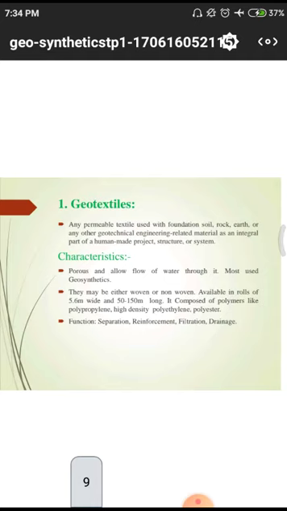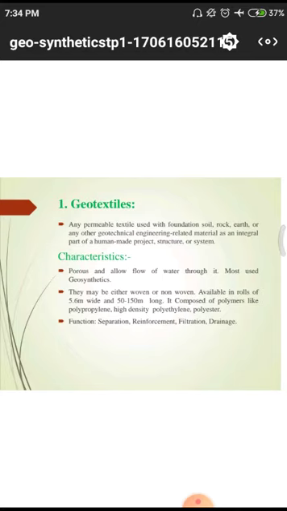First of all, geotextiles. Any permeable textile is used with the foundation of soil, rock, earth, or any other geotechnical engineering related materials as an integral part of a human-made project, structure, or system. Their characteristics are very porous in nature, allowing flow of water through them. They are the most used geosynthetics. They may be either woven or non-woven. Woven means they will bear huge amounts of temperature on sites itself. Non-woven means they are used for low temperature areas.